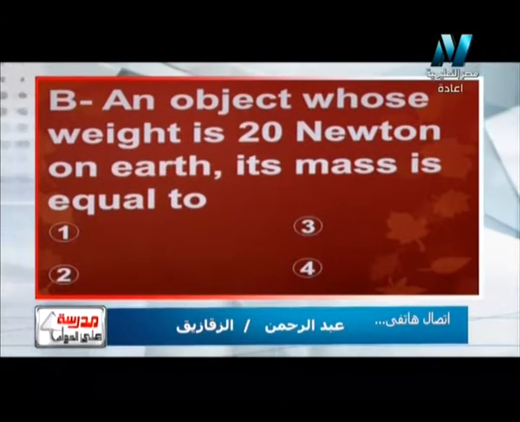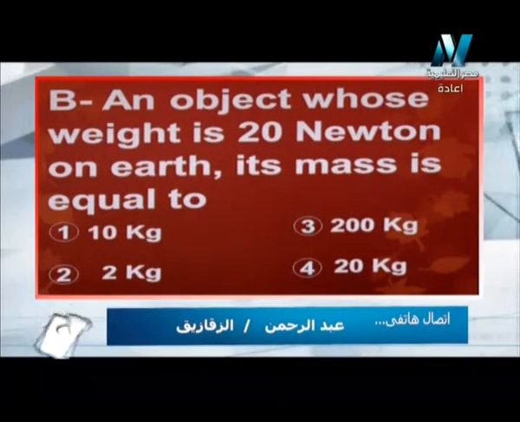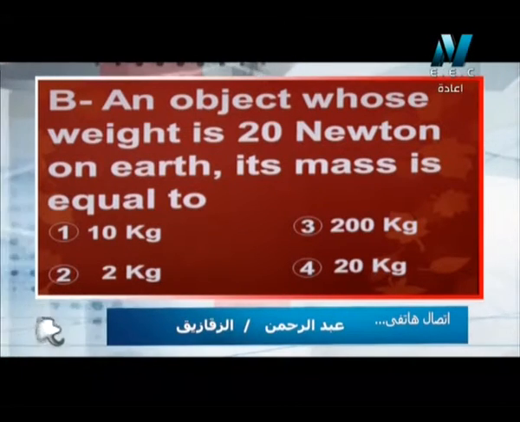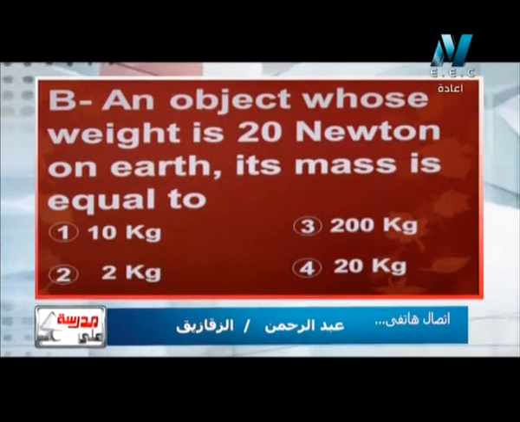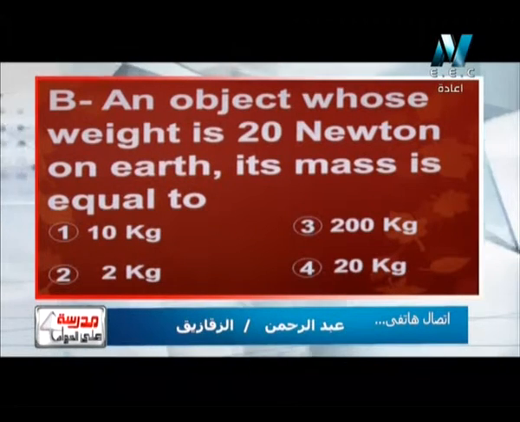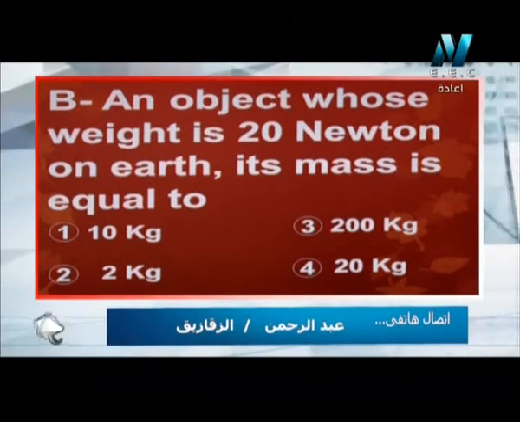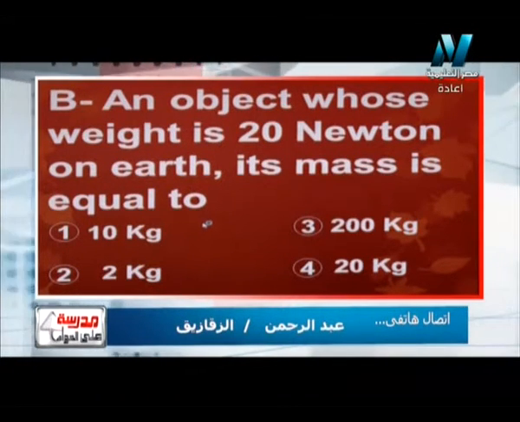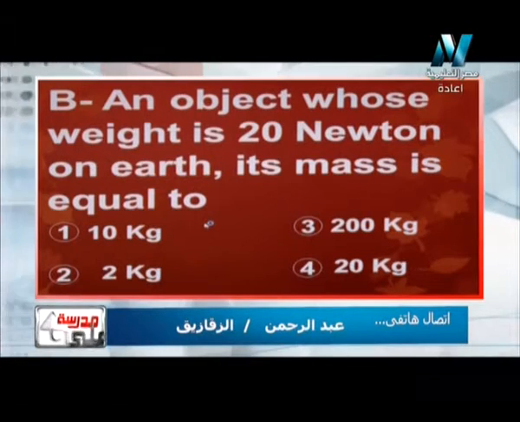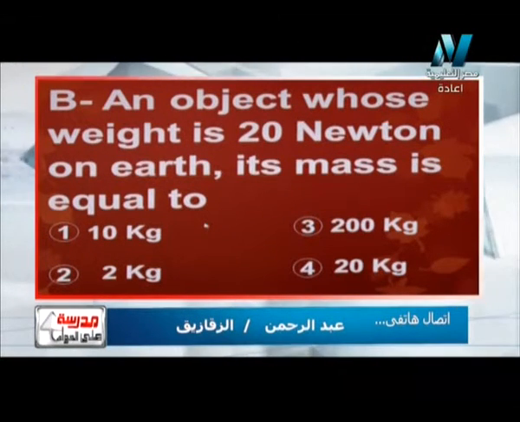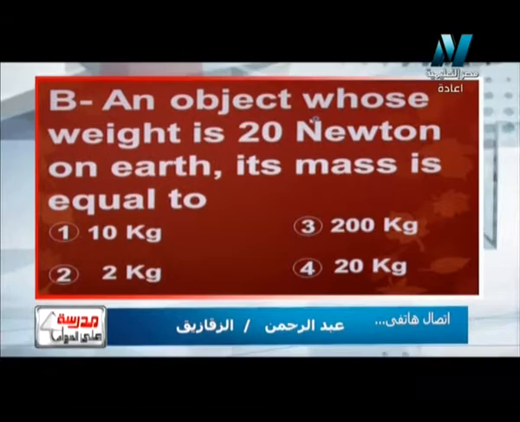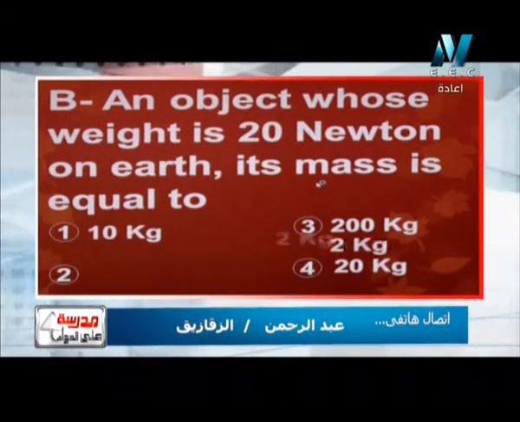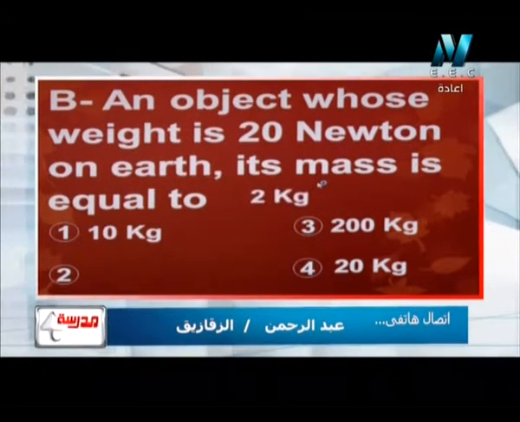An object whose weight is 20 Newton. تاني يا عبد الرحمن دي problem مهمة قوي. بيقول لي object whose weight 20 Newton on the earth. Its mass equal to what؟ لو الويت 20 نيوتن يا عبد الرحمن يبقى الماس equal what؟ لا، عبد الرحمن عايز يجيب الماس. لو عايزين نجيب الماس بقول الويت on the earth divide 10 يبقى 20 divide 10 equal ها 2 كيلو جرام. Very good يا عبد الرحمن. Thank you يا عبد الرحمن for your participation with us.